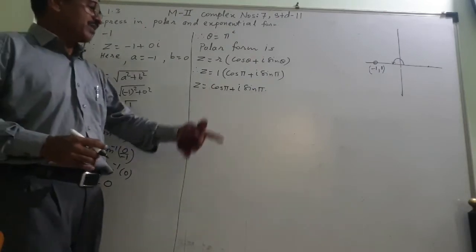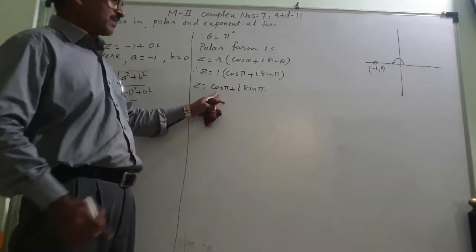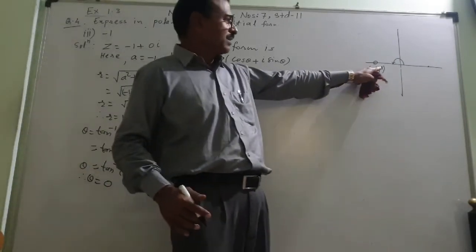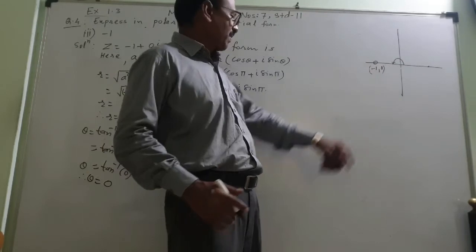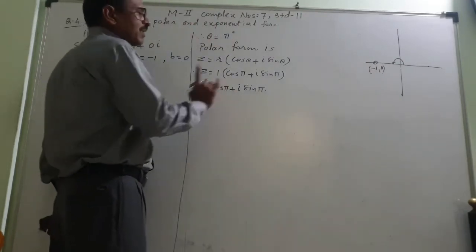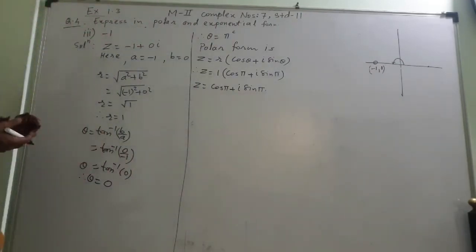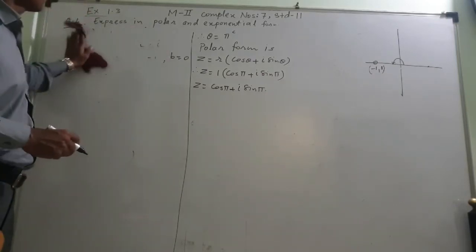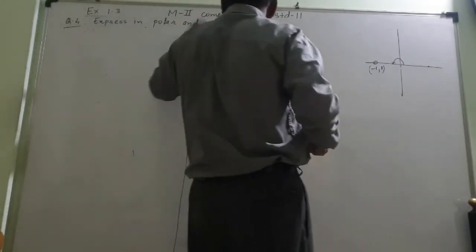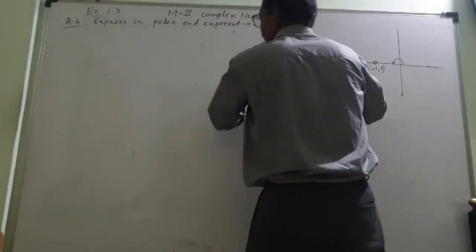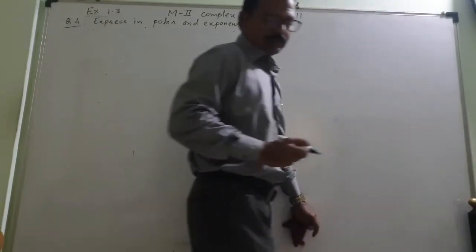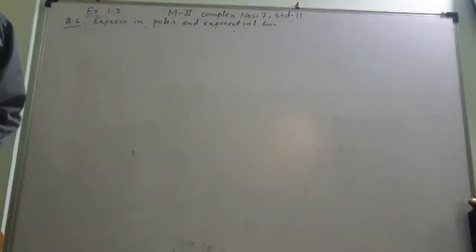See this, if you find the value of this, cos of pi is minus 1 and sin of pi is 0. See this is sin and this is cos. So this will be minus 1. Hope that you have understood this well. I will take one more question.